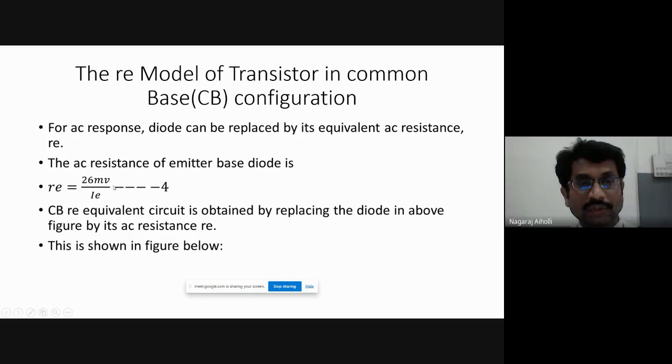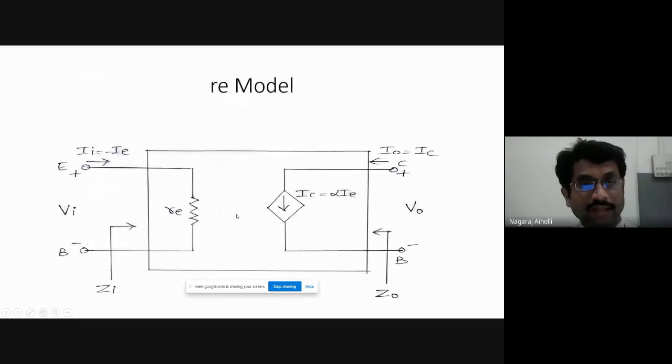RE is equal to 26 millivolt by ID, we get for the diode. That we can replace for the transistor. Instead of taking RAC, we can replace it as RE, because it is the emitter resistance for the transistor, equal to 26 millivolts by IE. So the common base RE equivalent circuit is obtained simply by replacing the diode by the AC resistance RE, and this is shown in the next figure. Instead of a diode, it is represented by an emitter resistance RE.